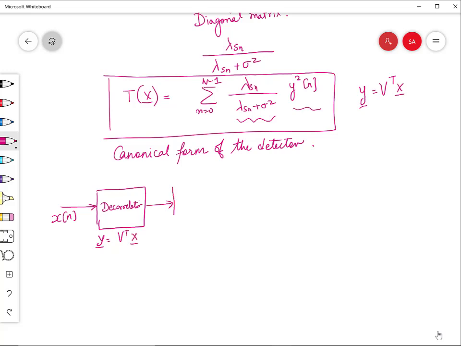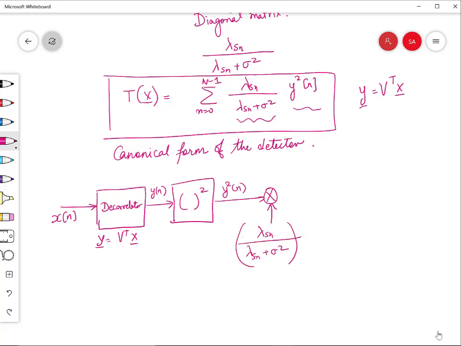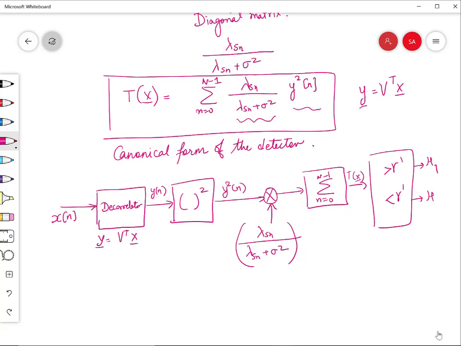Then I take this and do a squaring of it. So here I get y[n], here I get y squared of n. I multiply it with lambda_s[n] over lambda_s[n] plus sigma squared. Alright, I multiply it, then I sum it from n goes from 0 to capital N minus 1, and then this is my test statistic that I get, and then I form a decision using the threshold mechanism. Okay, so this particular form is the canonical form.